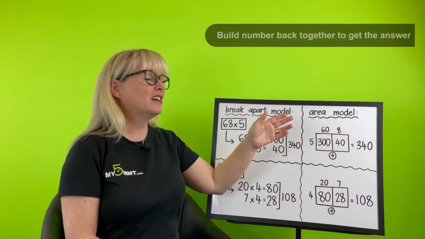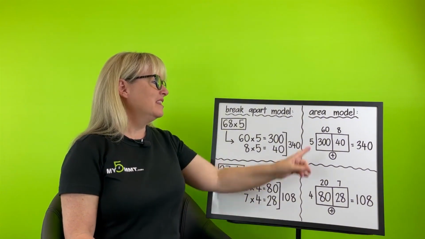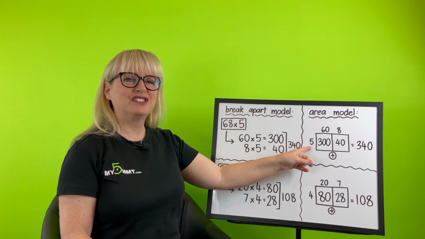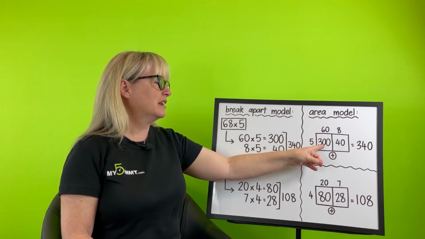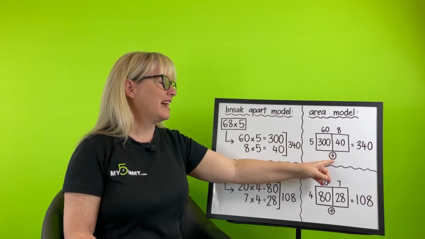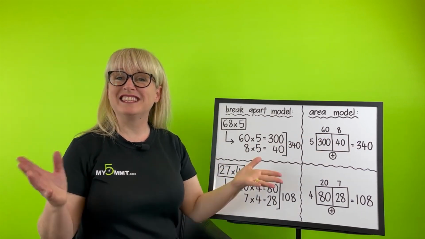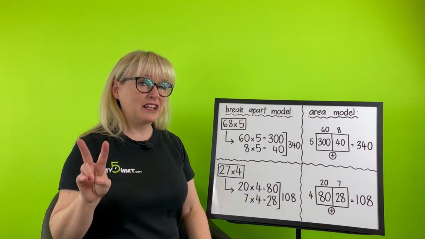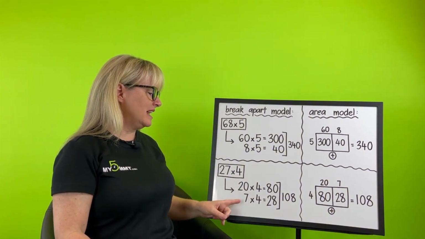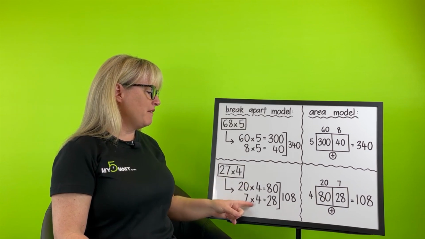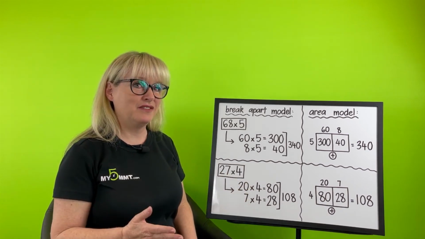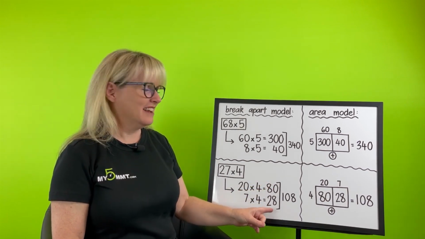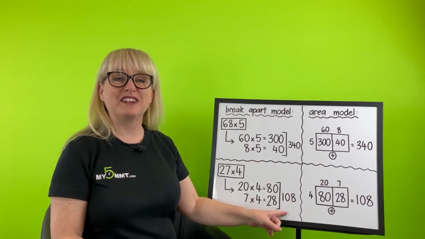On the other side, we're going to do the same question with the area model. There's my 60 and my 8 broken into two and times 5 on the side. Well, 60 times 5 is 300, 8 times 5 is 40, and when I add them together, 340, the same answer. If I had 27 times 4, I could look at that two-digit number and break it into 20 and 7. I'm multiplying both by 4 and then I work them out individually. 20 times 4 is 80 and 7 times 4 is 28. And when I add them together, I get 108.